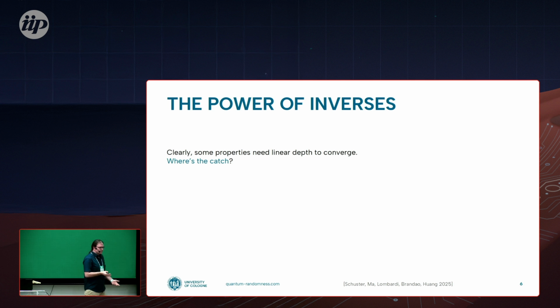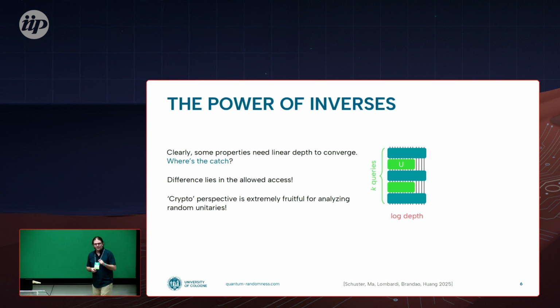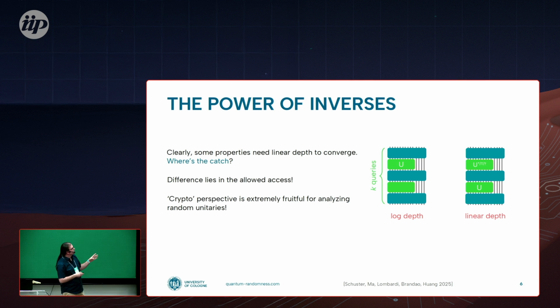But clearly, in logarithmic depth, you cannot do everything, right? You don't have full light cones. You cannot really create much entanglement. So where's the catch? As I indicated before, the difference lies in what kind of experiments you allow to probe your random unitaries or your random ensemble. It's very fruitful to think about this as an adversary that tries to prove that this is not random. If you allow the adversary to only probe U k times, you will not be able to tell apart log depth circuits from random, as I told you. But if you allow the adversary to also probe U dagger, or U complex conjugate or transpose, then you need linear depth circuits to be secure against such an adversary.